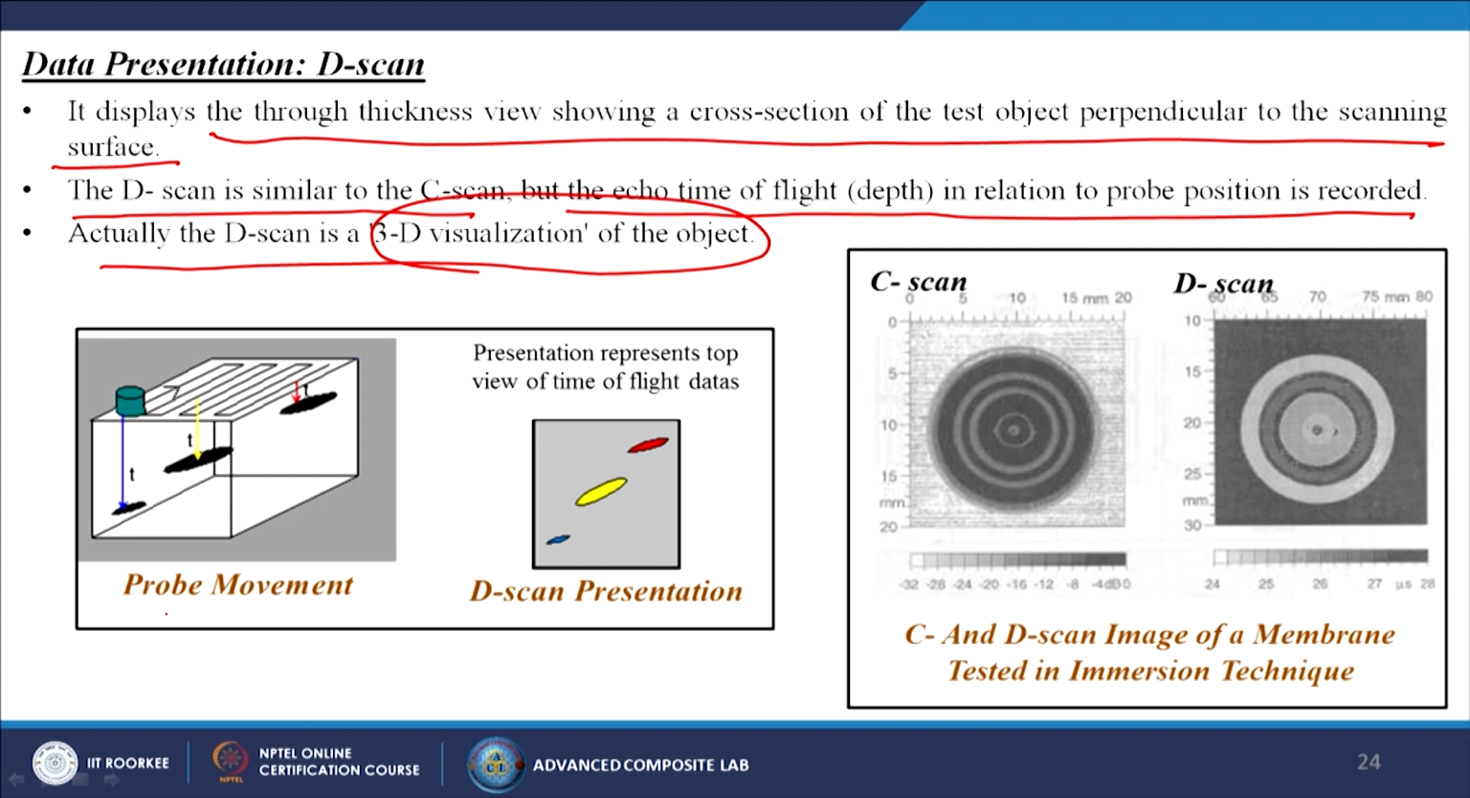So, probe movement is taking place in these directions and in the D scan presentation the result will come in this manner. So, this is the difference between the C scan and the D scan. C and D scan image of a membrane tested using immersion techniques.